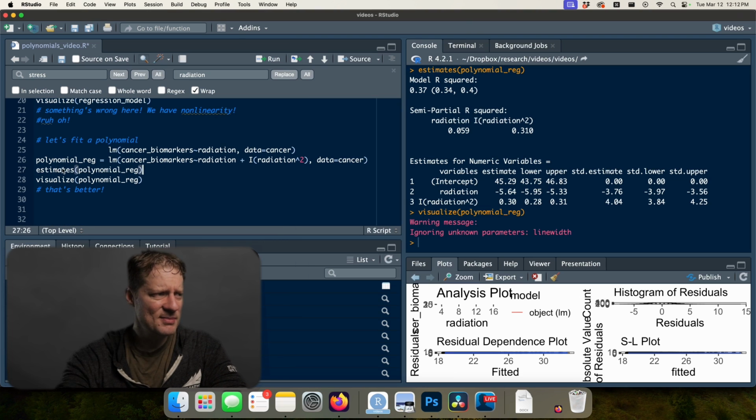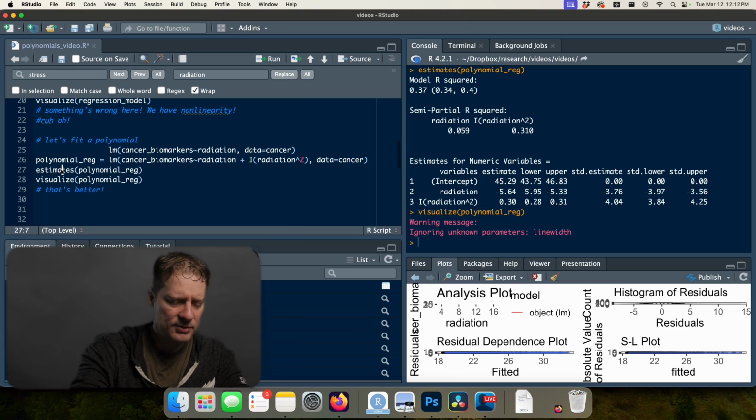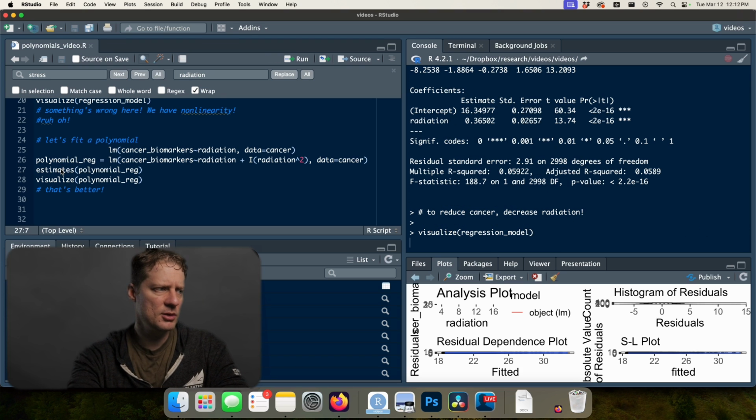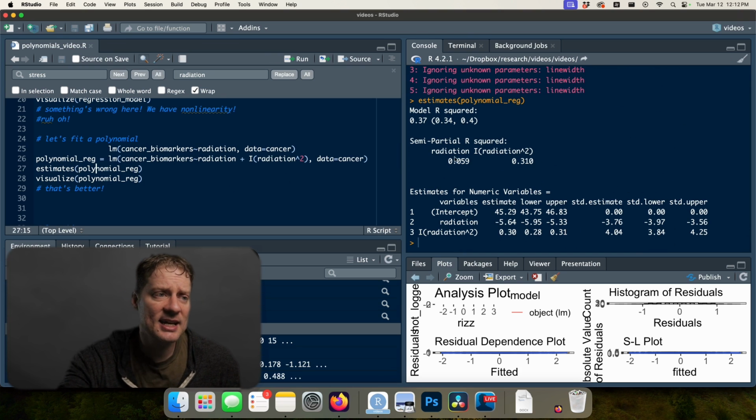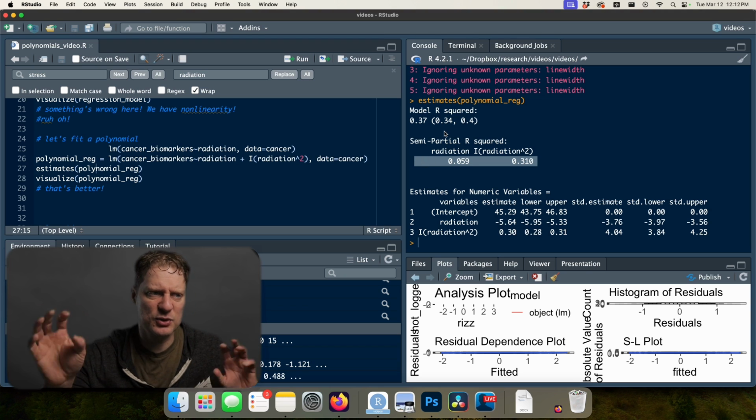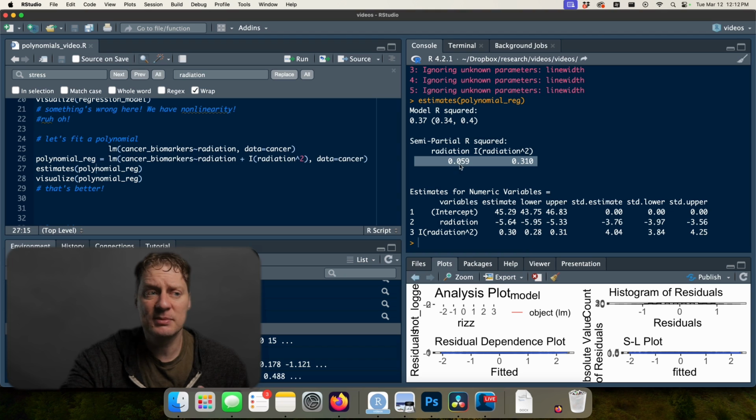So let's go ahead and look at some estimates now. I'm going to do estimates, which is a flexplot function. Look at polynomial regression. If I look at the estimates, then we got a model R squared of 0.37, which is pretty good, I guess. And then we got semi-partial R squares. So if we were to partition that 0.37 into the individual components, radiation explains almost 6% of the variance. And the polynomial term alone explains like 31% of the variance. That's really impressive.